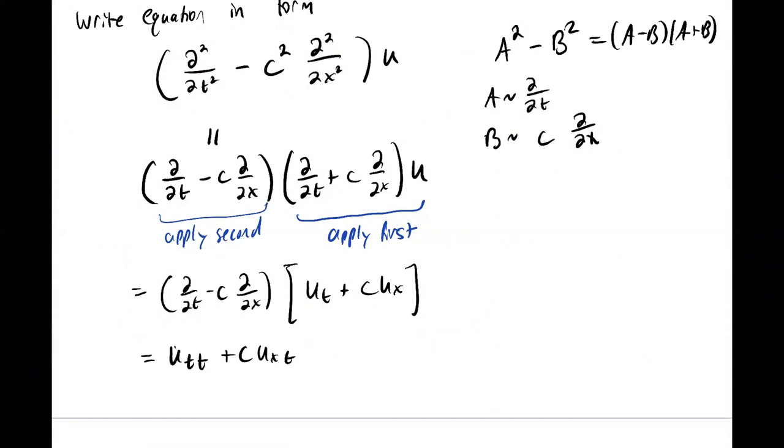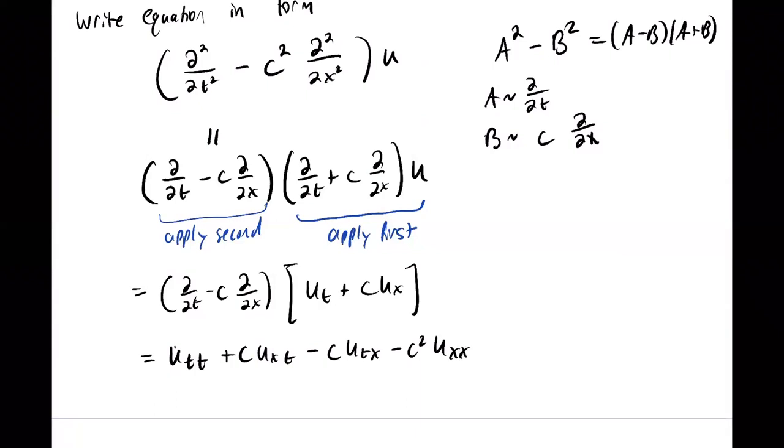And now let me apply the second piece. So I'm distributing this like I would distribute multiplication, and you can do this with differential operators as we saw before. And so now applying minus c d/dx to u_t gives me minus c u_tx. And then applying it finally to the last term gives me minus c squared d/dx of u_x, which is minus c squared u_xx.